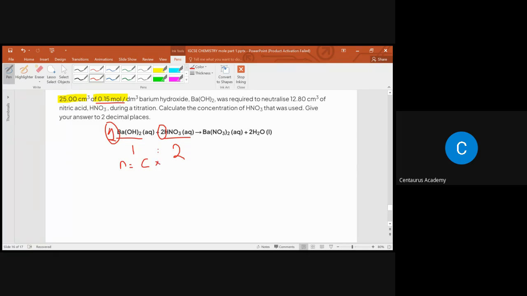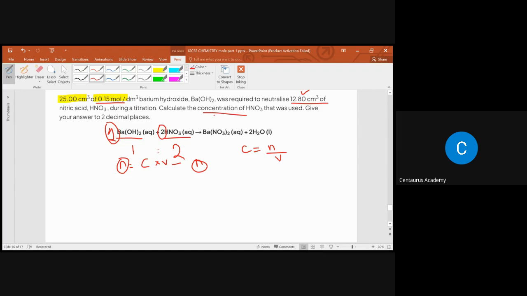n is equal to C into V, right? Yes. So you need to multiply concentration, which is 0.15, times volume, which is 25, and this needs to be converted into decimeter cube by dividing it by 1,000. Then you will use this amount of moles to find the moles of nitric acid, since only the volume is given to you, and you need to find the concentration. So to find the concentration of nitric acid, you must have the number of moles of nitric acid divided by the volume, which is already given, 12.83.